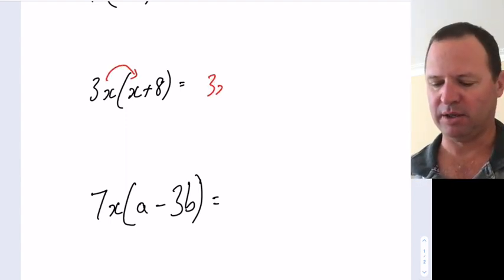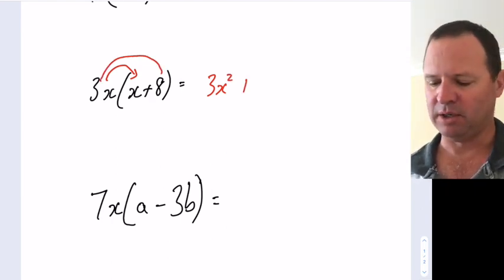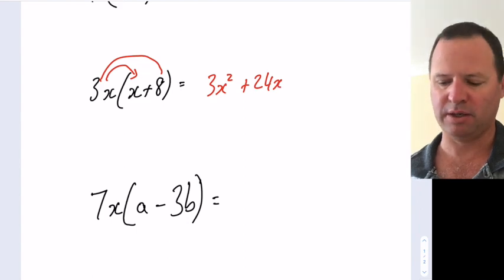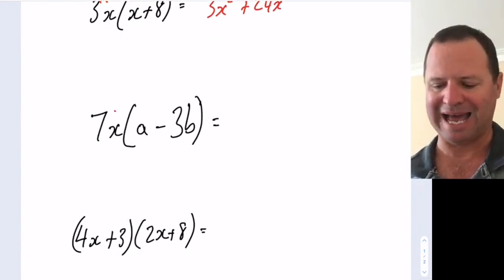All right, the next one I've got 3x and I've got to multiply that by the x and that'll get me 3x squared. 3x times the 8 will give me 24x. Okay, fairly straightforward.